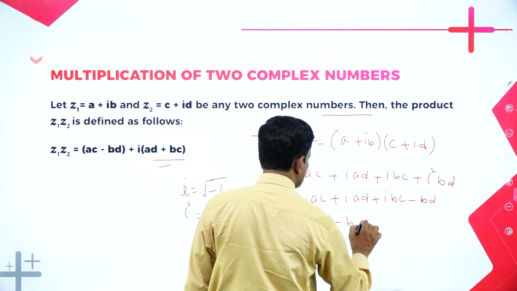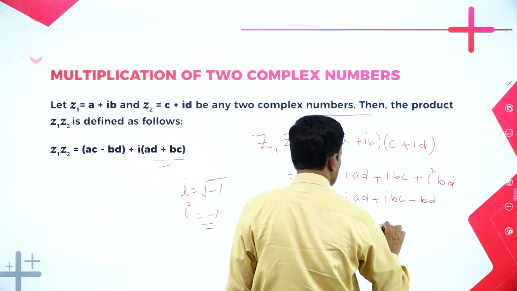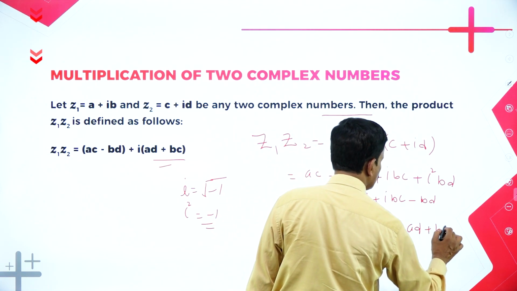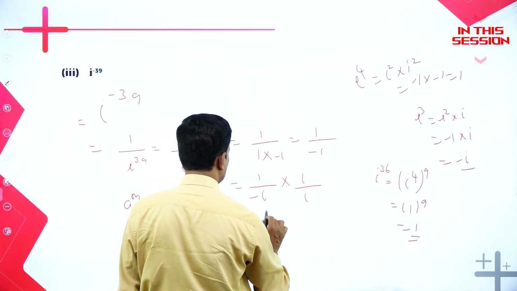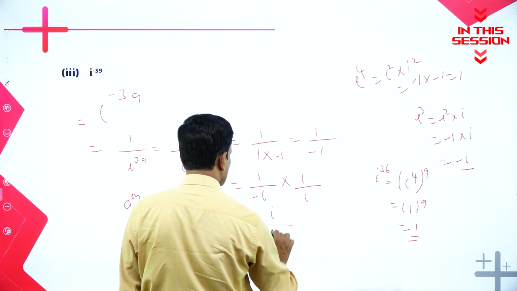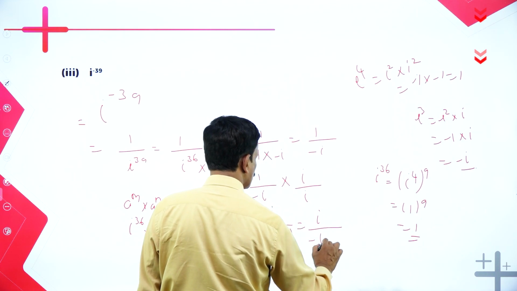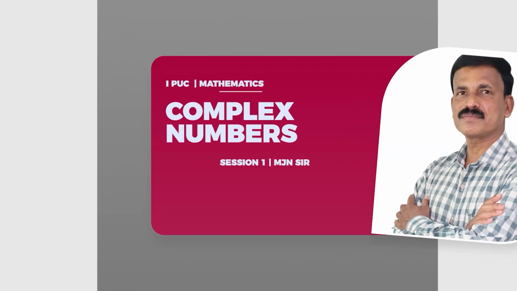AC minus BD is the real part, and for the imaginary part you can take i common factor, AD plus BC. Simplify this. 1 into i is i, minus i into i is minus i square. So i divided by minus i square is minus 1.